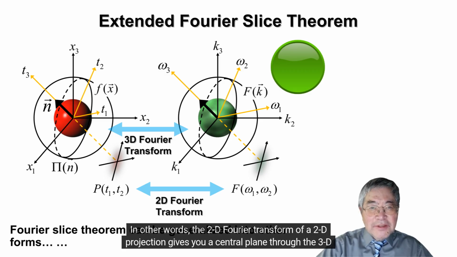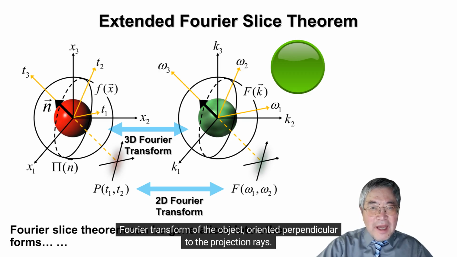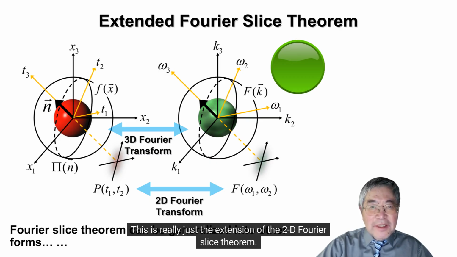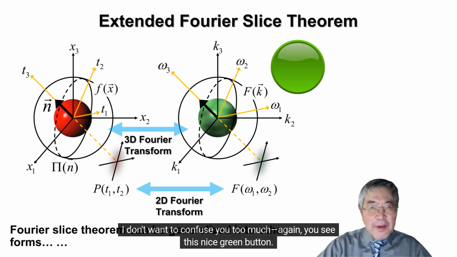In other words, the 2D Fourier transform of a 2D projection gives you a central plane through the 3D Fourier transform of the object, oriented perpendicular to the projection rays. This is really just the extension of the 2D Fourier slice theorem. I don't want to confuse you too much. Again, you see this nice green button.